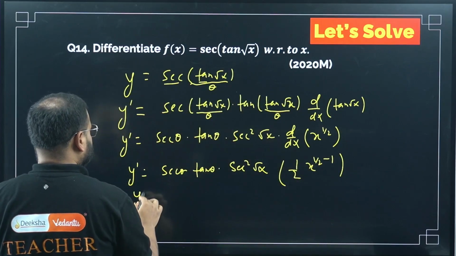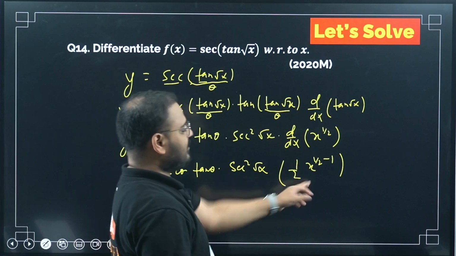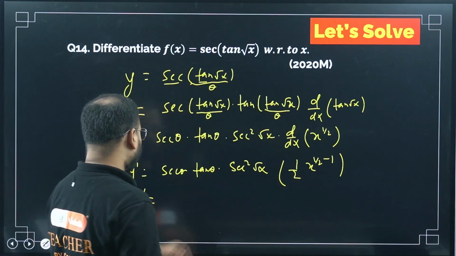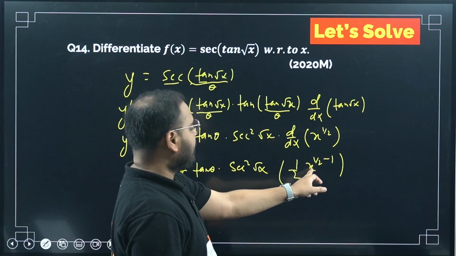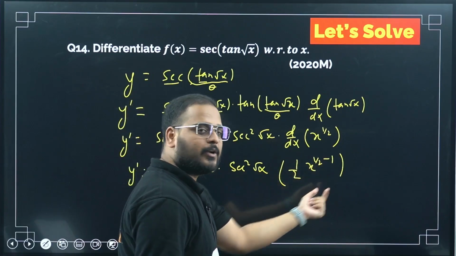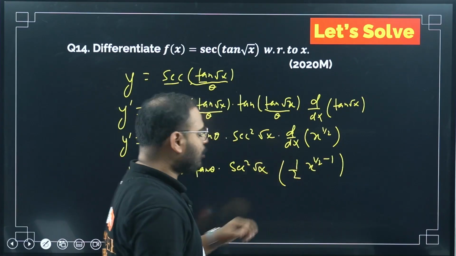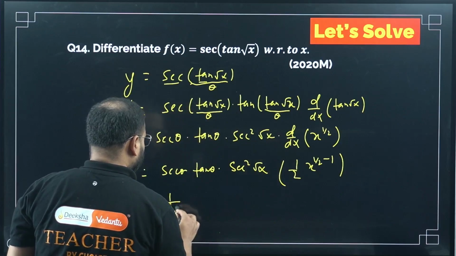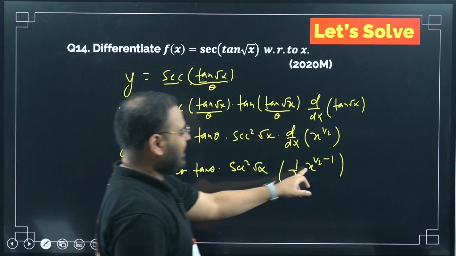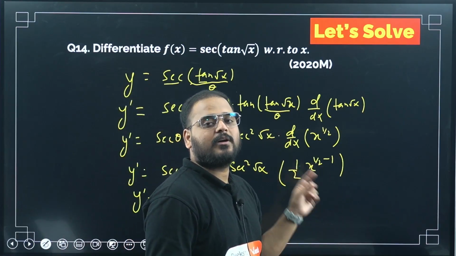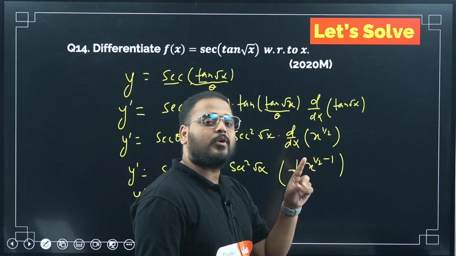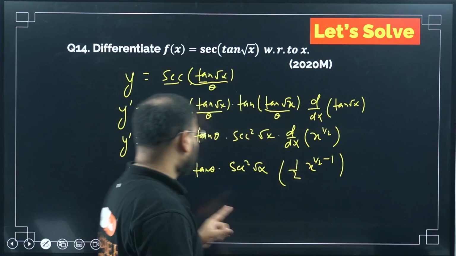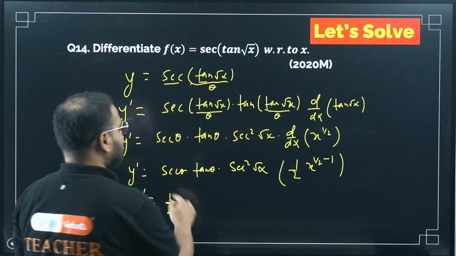Now I'll write the final answer. I'll write this part in the front, 1 by 2 written here. X to the power 1 by 2 minus 1 is minus 1 by 2. Minus 1 by 2 means root but in the denominator. Please understand this: x to the power minus 1 by 2 means root, but there is a minus sign, so in the denominator, 1 by 2 root x.